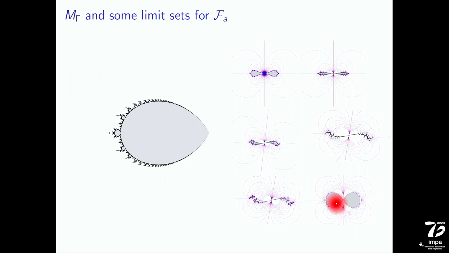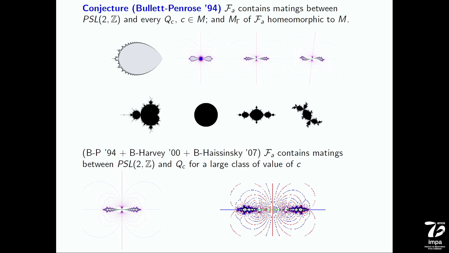And this is the connectedness locus of this family. As I said, in that paper, they managed to prove that this guy, which is the center, is a mating between zeta square and the modular group. Looking at the picture, the conjecture is that this family contains a mating between each quadratic polynomial and the modular group, and moreover that the connectedness locus is homeomorphic to the Mandelbrot set.